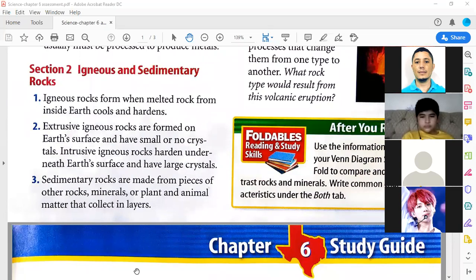I'm gonna have, let me see right here. Brian, go ahead and read. We're here. Igneous rocks form when melted rock from inside earth cools and hardens. Thank you very much. Igneous rocks form when melted rock from inside earth cools and hardens.